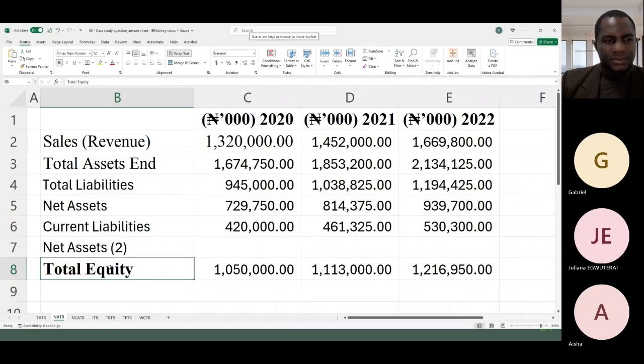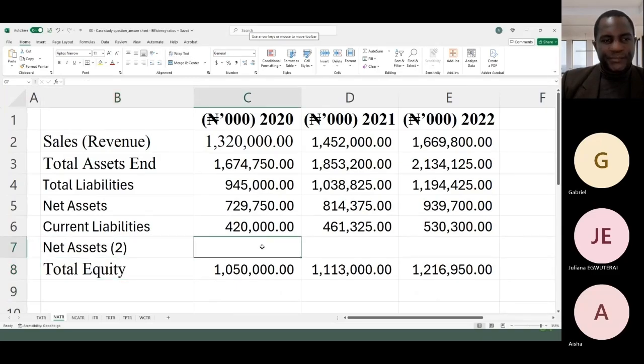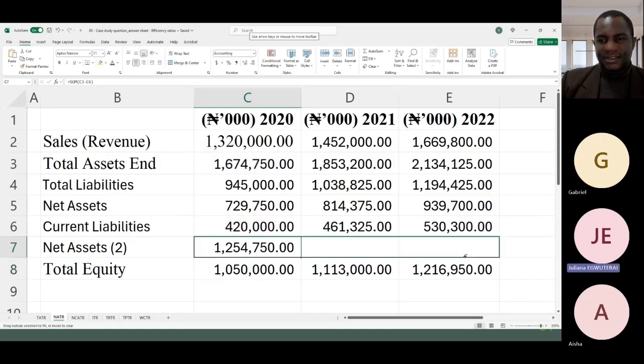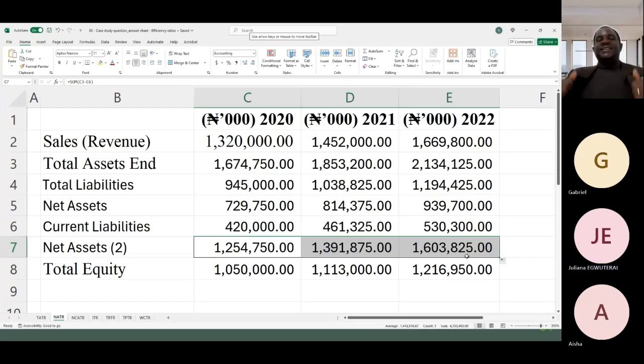Yes, it's good to explore. So now we have this as total asset less current liabilities. It's still not the same. So we'll just move to total asset less total liabilities. Yes, exactly. So let's use total liabilities. It's still not giving us our total equity, all right?